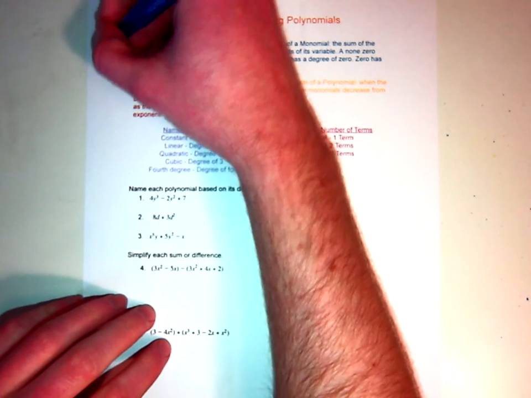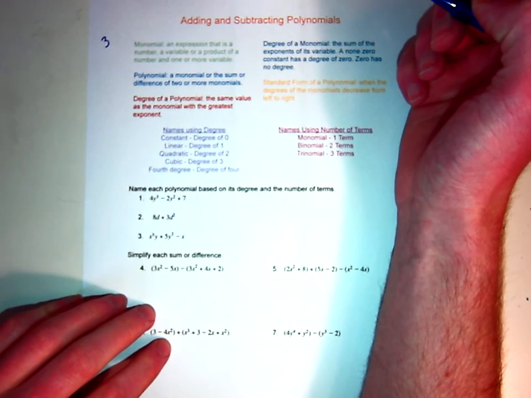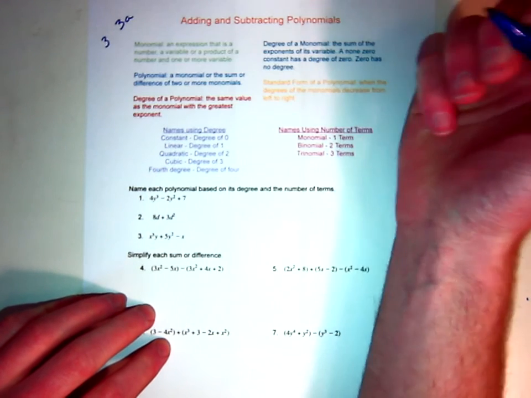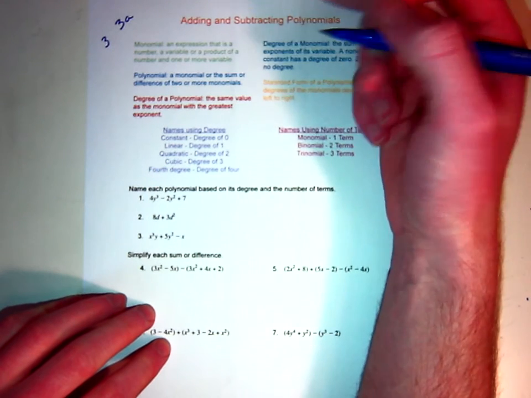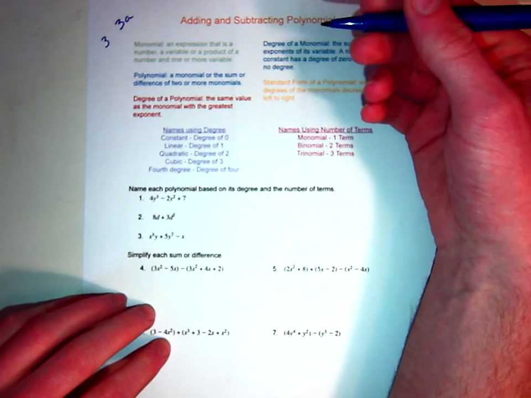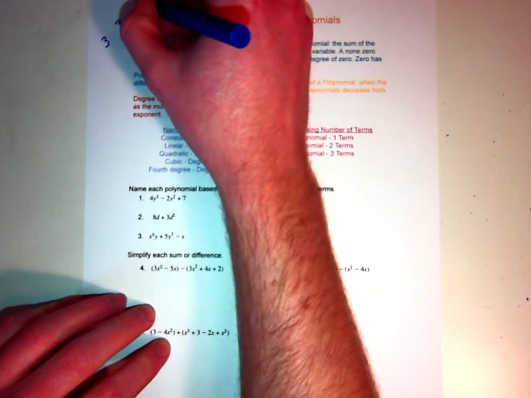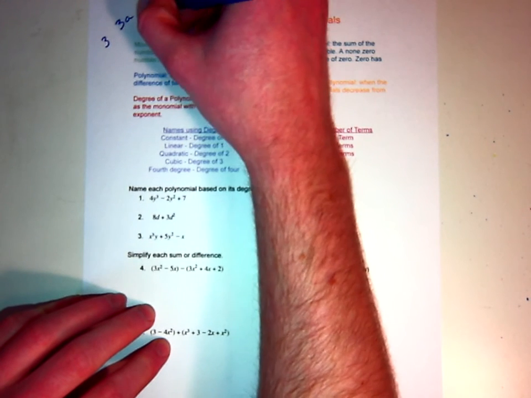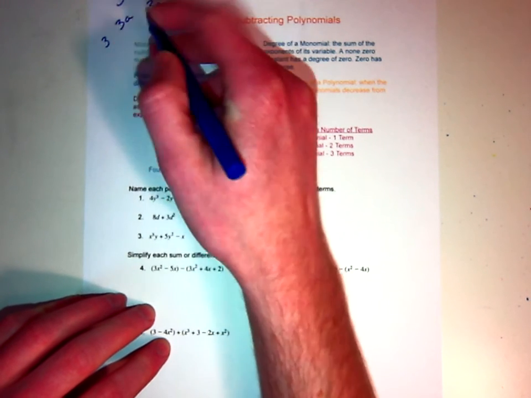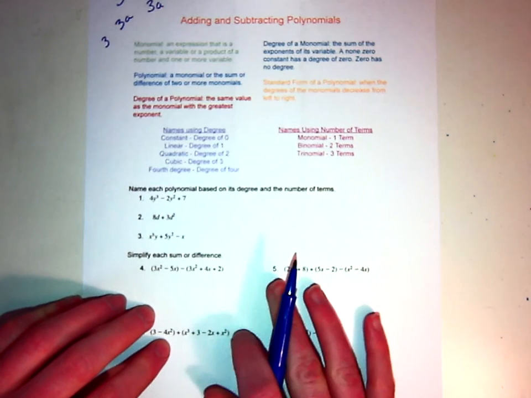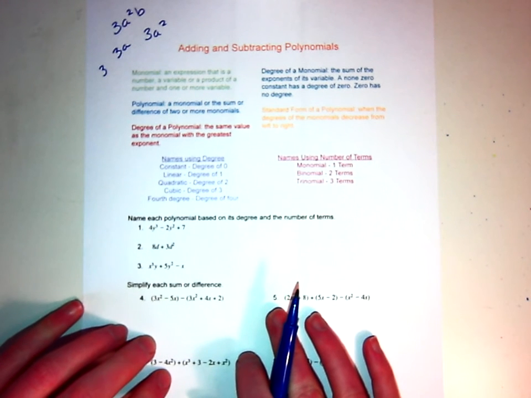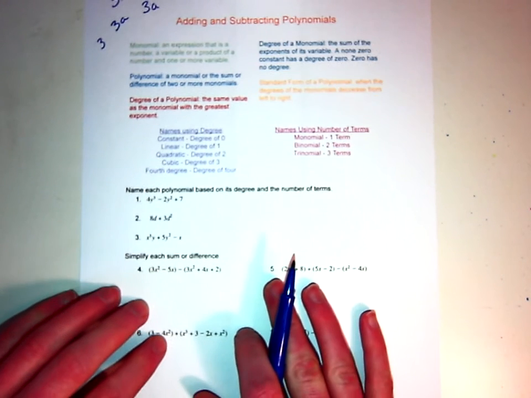So 3, that's a monomial, right? It is a number. It could be 3a. 3a, that's a monomial, because it's a combination of a variable and a product of a number. But it could have more than one variable, so it could be 3a to the second power, or 3a to the second power b. Those are all monomials. 3a squared b. Those are all monomials.